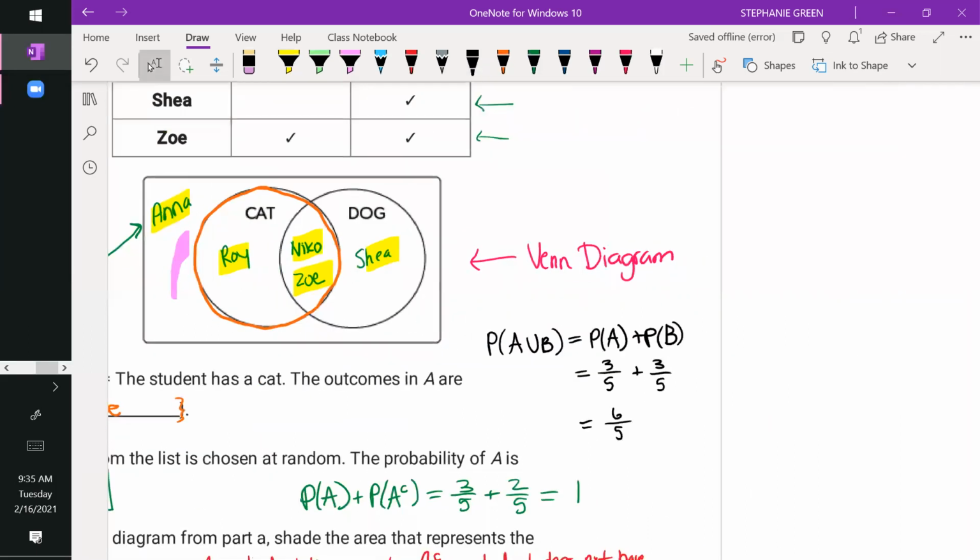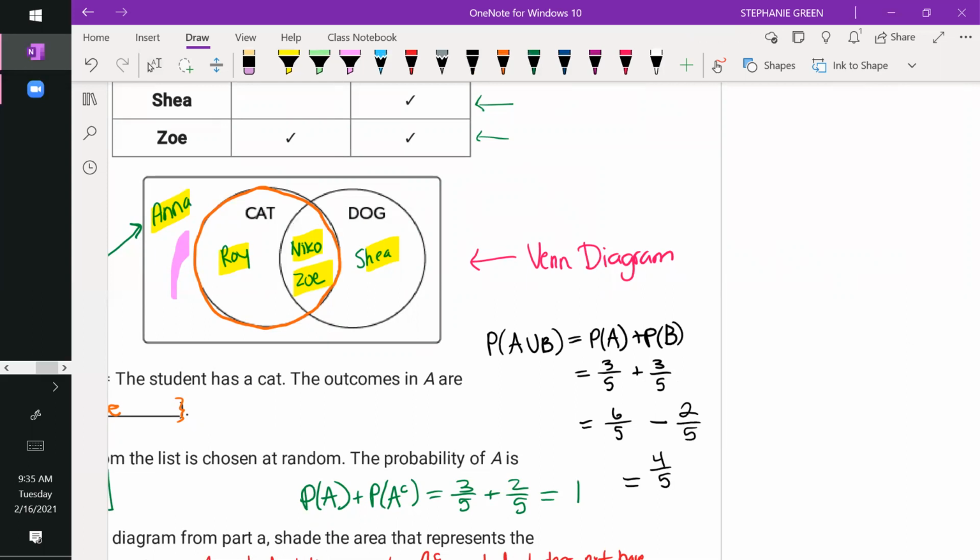So I'm going to subtract this 2 out of 5 right here. So now instead of having Nico and Zoe counted twice, I should only have them counted once. We basically just subtracted that overlap. So that gives me back to 4 out of 5. 6/5 minus 2/5 is 4/5.